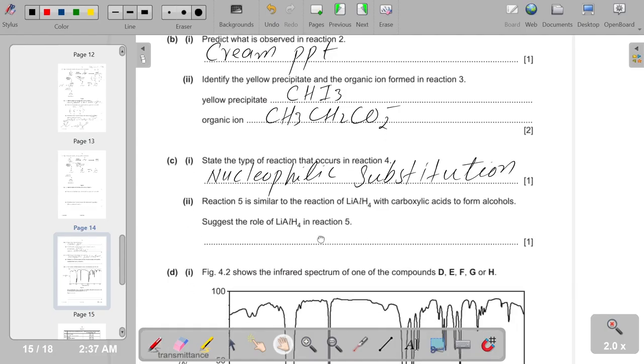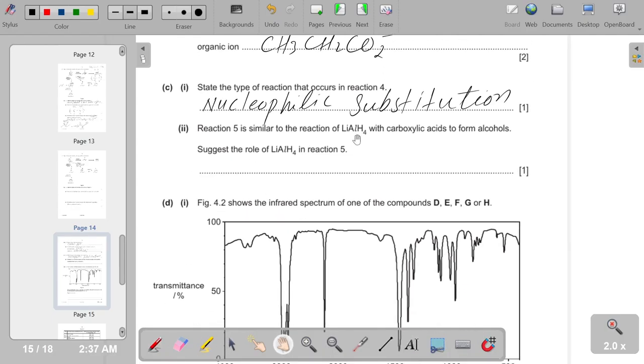Okay, so now reaction 5 is similar: lithium aluminum hydride with carboxylic acid to form alcohols. Suggest the role. You know, it's a strong oxidizing agent. It is already known. Okay, it is a reducing agent. Lithium aluminum hydride is a reducing agent. Okay.